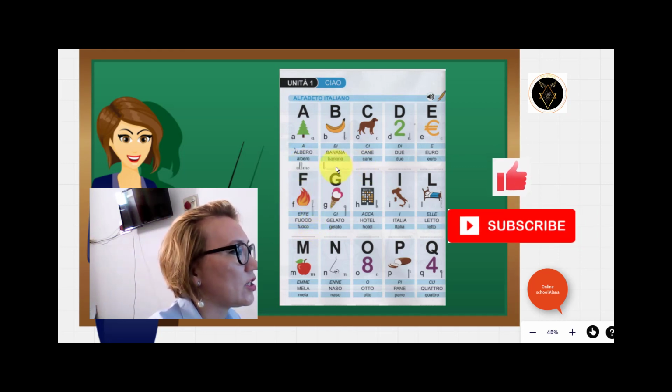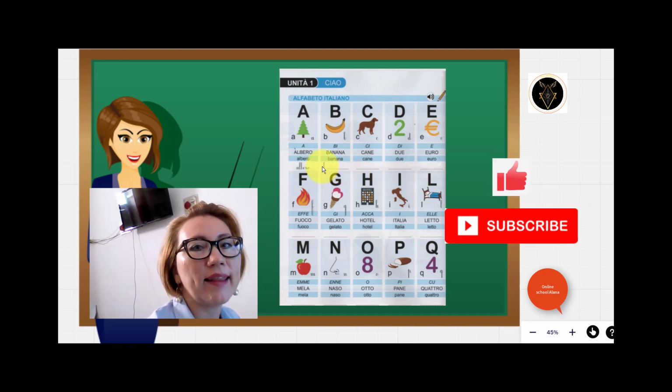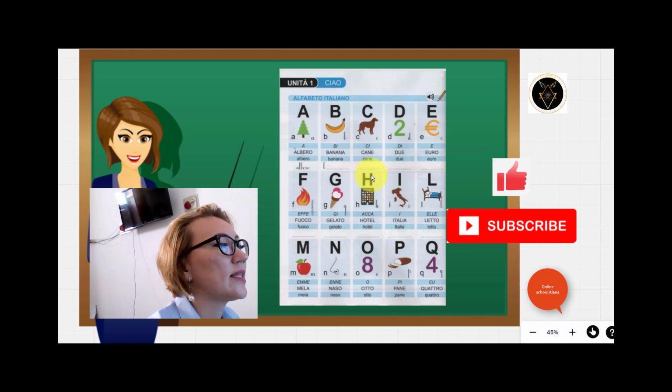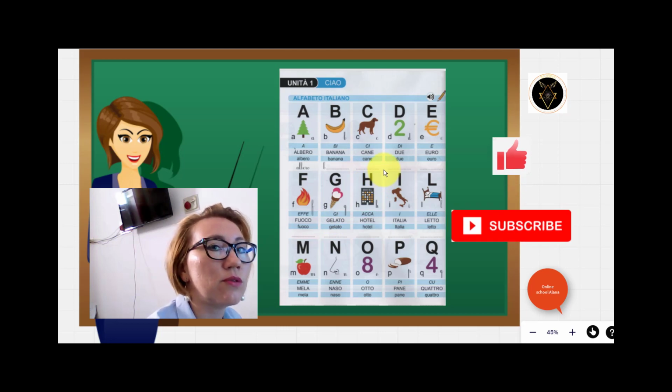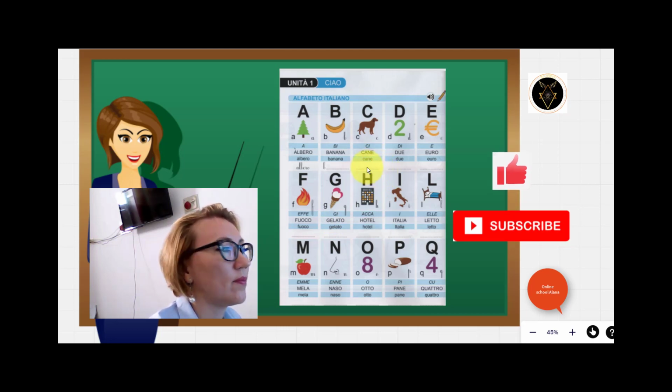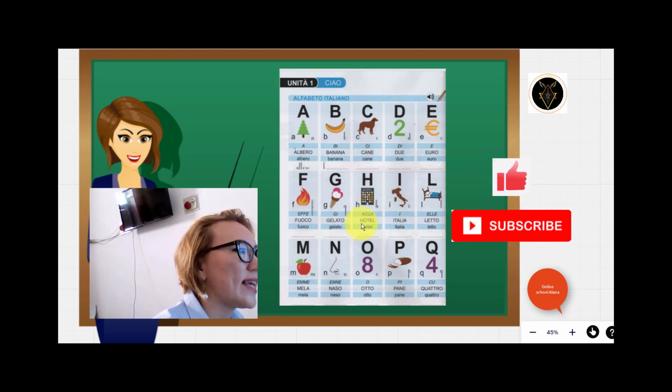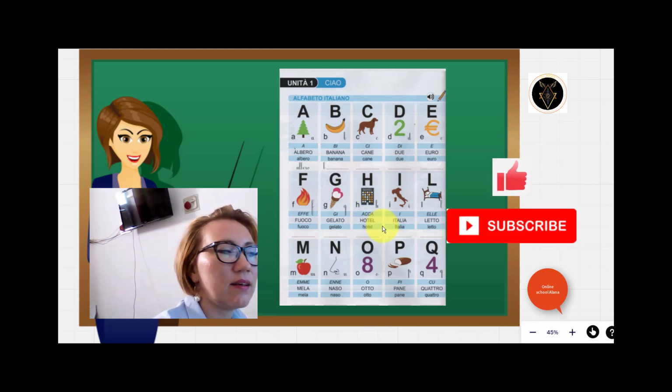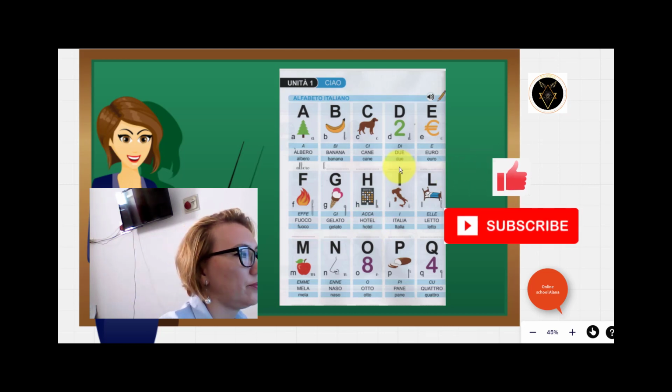The next letter is G, and the example is gelato, that means an ice cream. The next letter is H, and this letter is mute. We don't pronounce it. For example, hotel. We don't say this letter. Hotel. This letter, H, doesn't have any pronunciation.